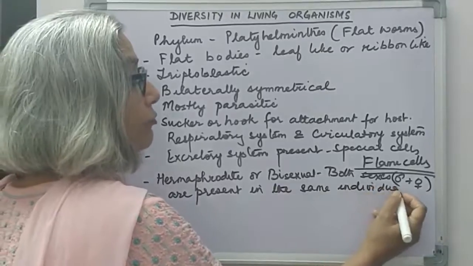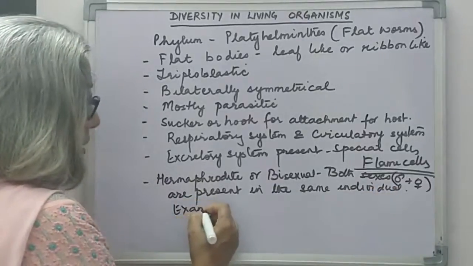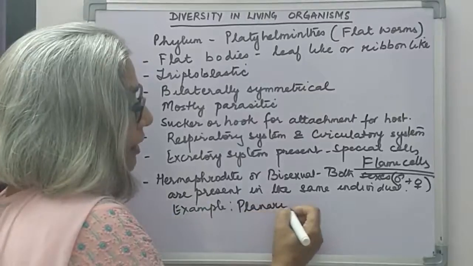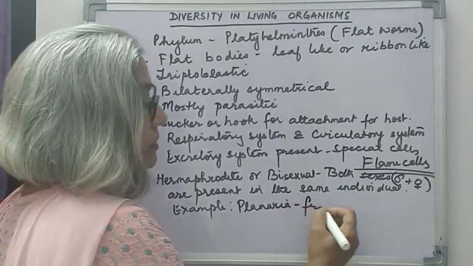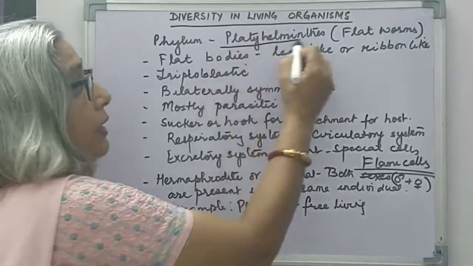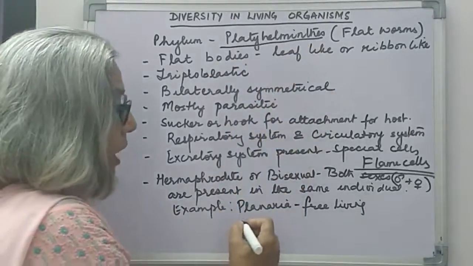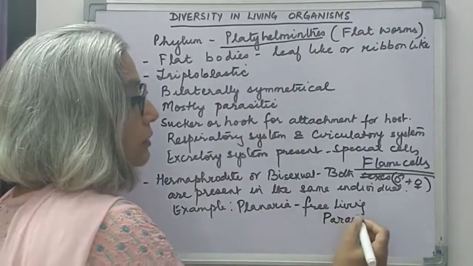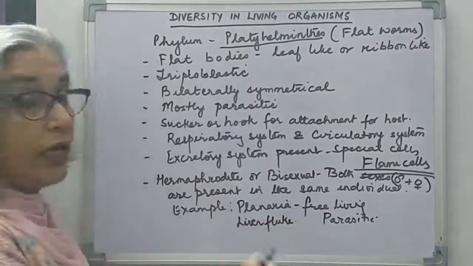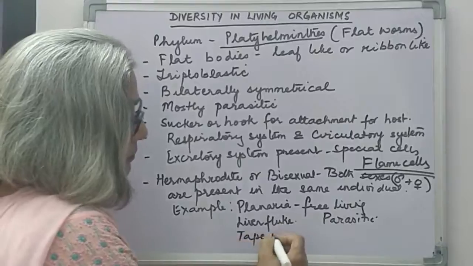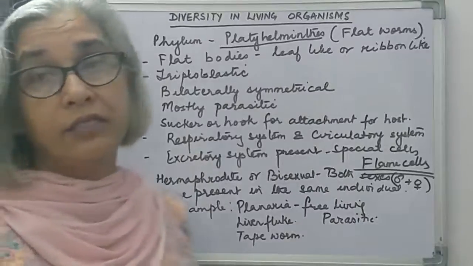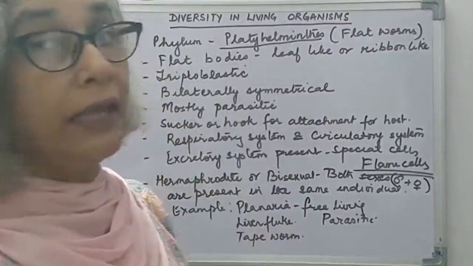Common examples of this phylum are Planaria. Planaria is a free-living worm. Very few organisms under phylum Platyhelminthes are free-living. Planaria is one. Other parasitic forms are liver fluke, which is Fasciola hepatica, and tapeworm, which is Taenia solium. So these are important characteristics of phylum Platyhelminthes and their examples.